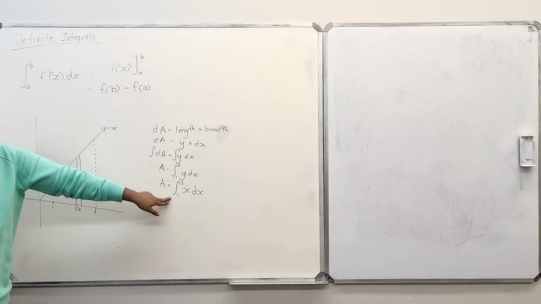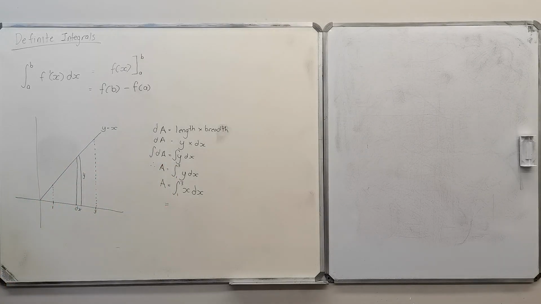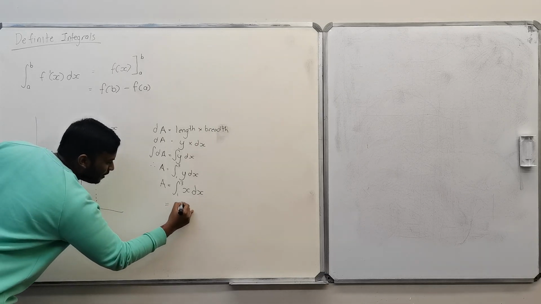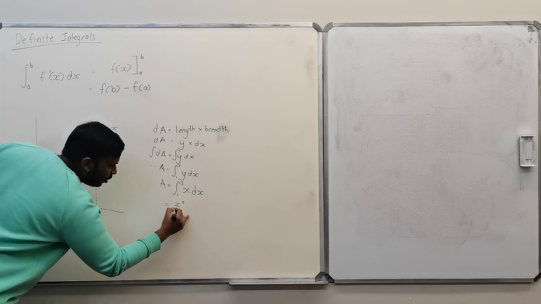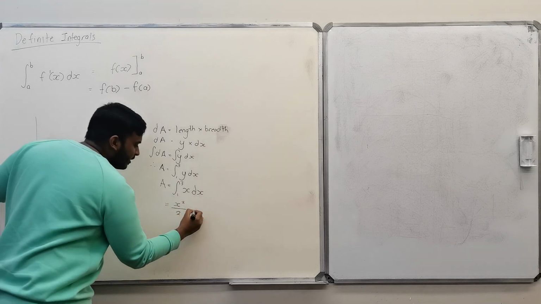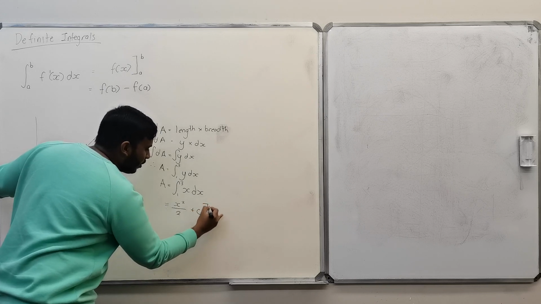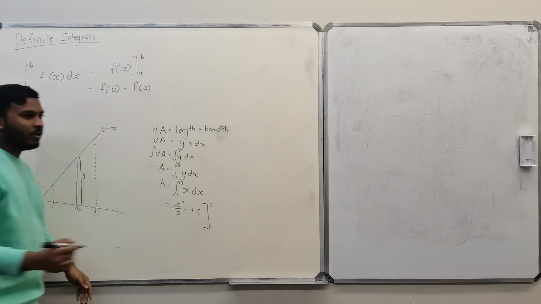Okay, now I want to integrate x to the power 1. The rule is x to the power n plus 1 over n plus 1. So it's x to the power 2 all over 2 plus a constant, and you have an upper limit of 3 and a lower limit of 1.